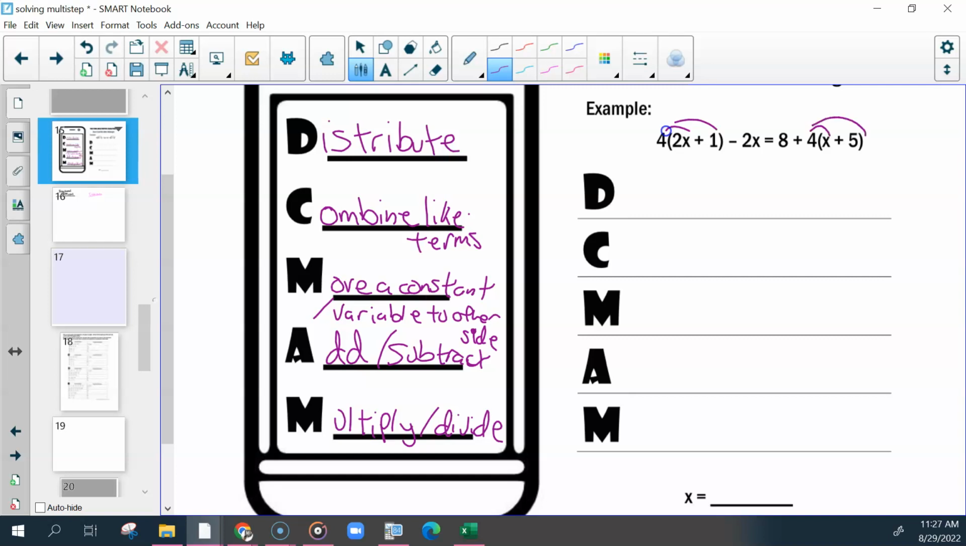So our first step: distribute. We're going to do that on both sides at the same time. So we would end up with 8x plus 4. I'm going to bring everything else down. Minus 2x equals 8 plus 4x plus 20. There's a lot of terms in there. Make sure all of the negatives and positives are correct, and all of your numbers are correct.